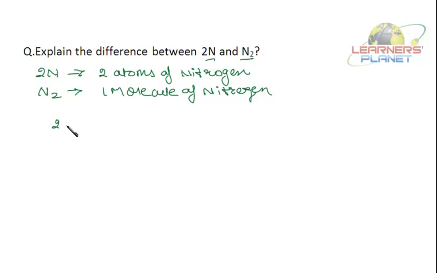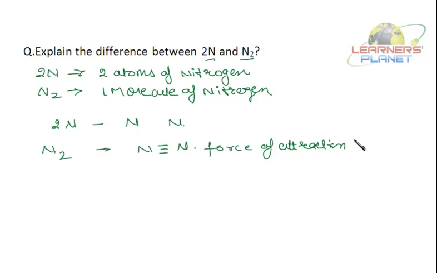Right? In 2N, there is no bond between nitrogen atoms, whereas in N2, nitrogen atoms are bonded by 3 bonds. That is, there is a force of attraction between nitrogen atoms in N2. So this is the difference.